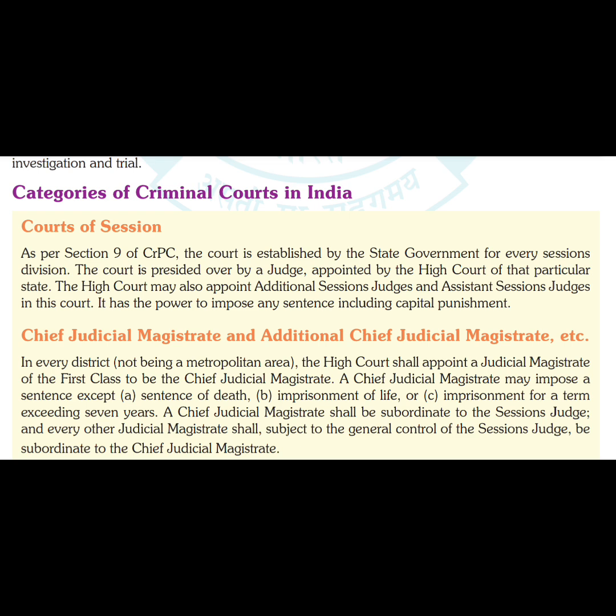So the hierarchy that we studied above in the previous videos talked about the additional sessions judge and assistant sessions judge, and above that the sessions judge. These three combined form the courts of session, and it is in section 9 that the state government establishes them and the appointment is done by the High Court, right?